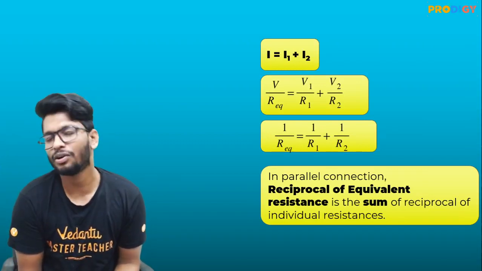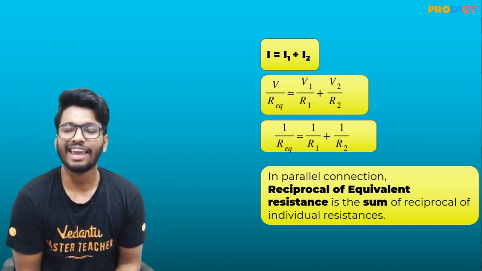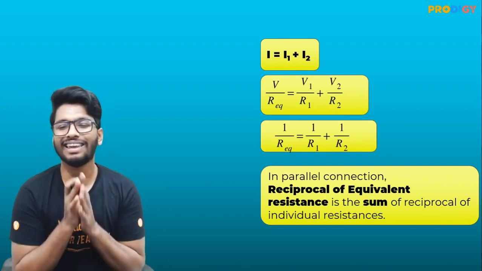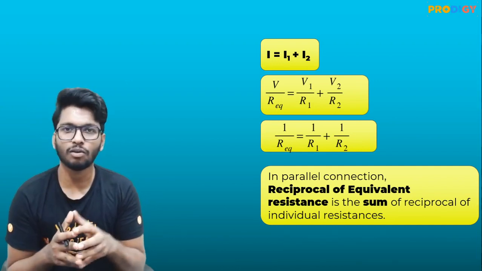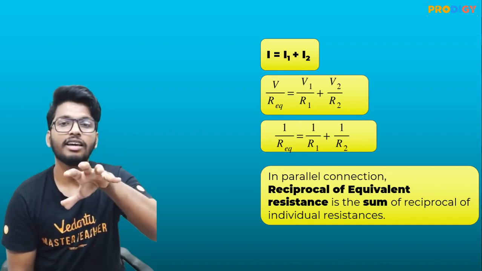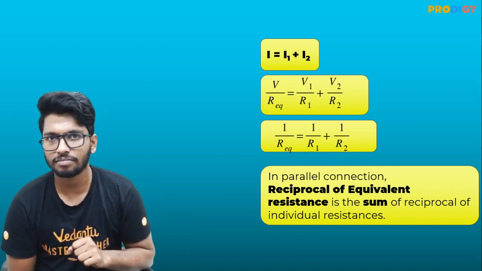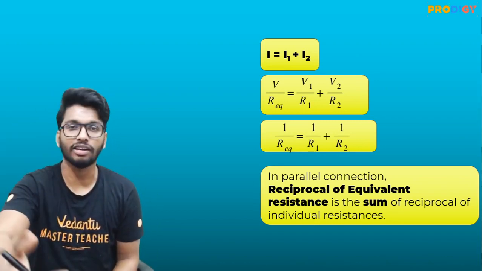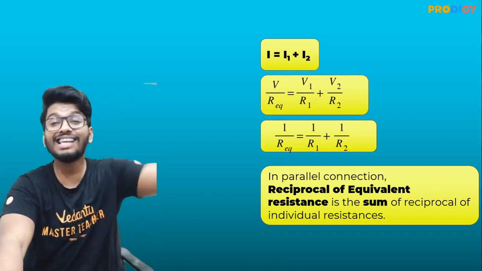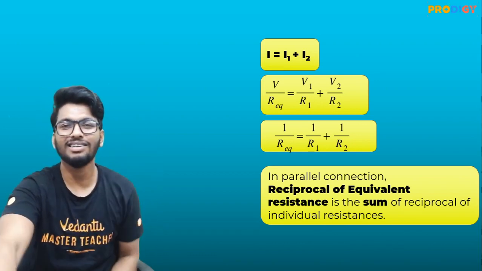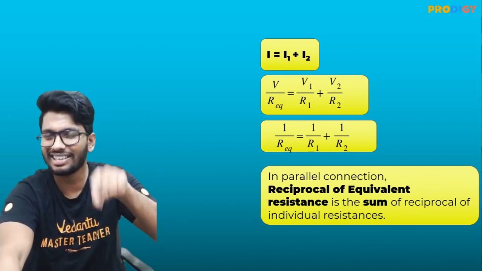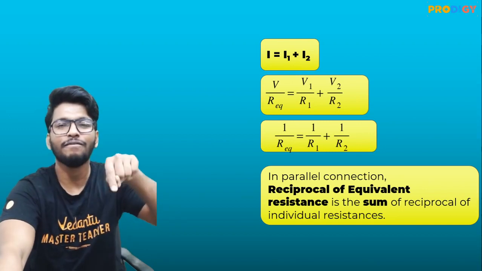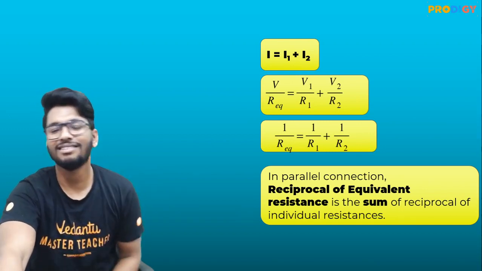Now, one thing I want you to remember, guys, is this. In parallel connection, the equivalent resistance that you get will be less compared to the individual resistances. When you want to decrease the resistance, you'll connect them in parallel. When you want to increase the resistance, you'll connect them in series.